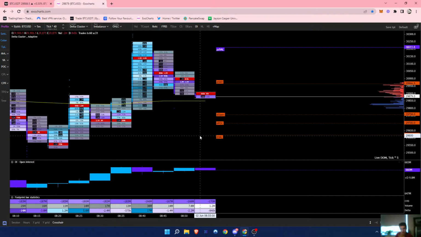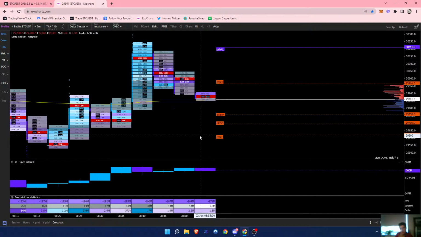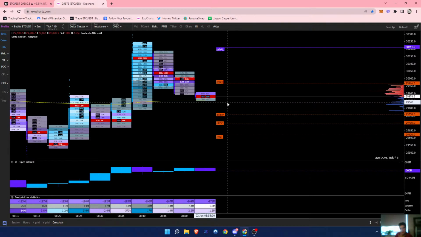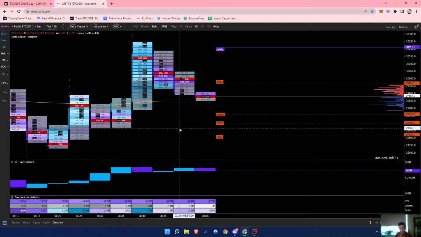So again, if you took that scalp right now, it wouldn't be a bad time to lock in those profits as we are approaching the VWAP.